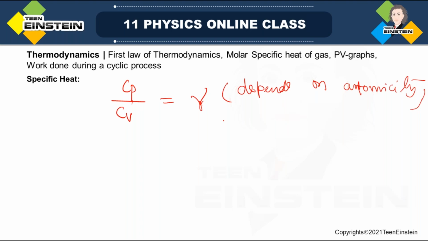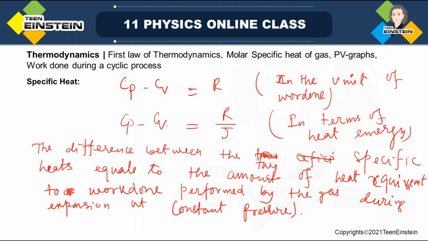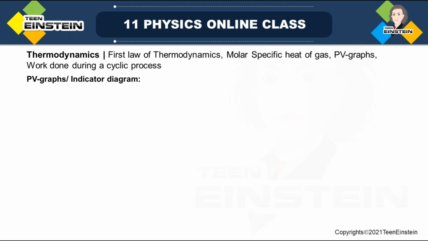Okay, so we'll go to the next topic, that is PV diagrams and work done during cyclic process. PV diagrams or indicator diagrams. So with this we'll stop today's class after discussing the PV diagram or the indicator diagram. Work done by cyclic process will be discussed in next class. So we'll now discuss only this PV diagram or indicator diagram.